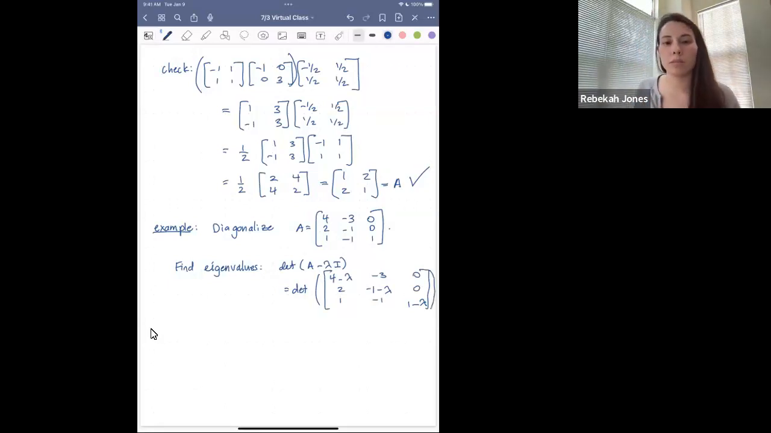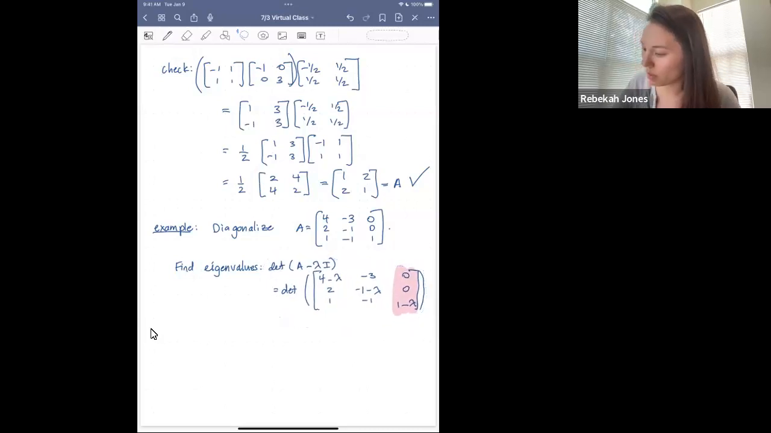Right, this is the determinant I'm after. And notice that in this last column, we have mostly zeros. So this is probably a good choice for us for our cofactor expansion. I'm going to move this over just a little bit. Okay, there we go. So let's compute this determinant by expanding along that last column.